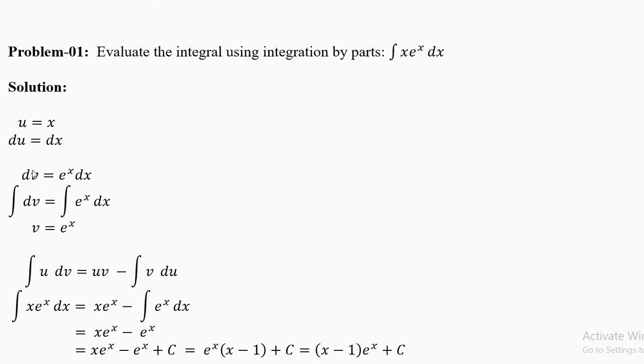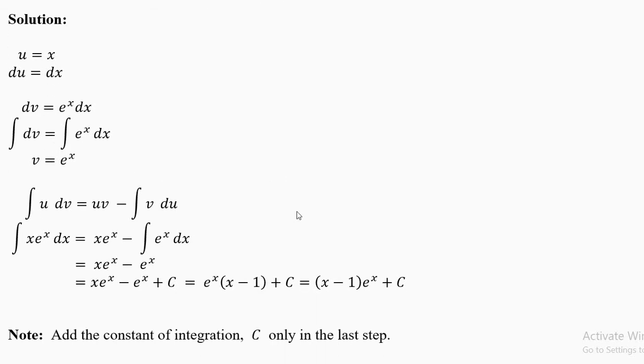See, you'll have to integrate this dv to get v. So always choose dv equal to something which you know how to integrate. So here you have to differentiate and here you have to integrate. Differentiation is never a problem, but integration is the problem which has to be figured out.